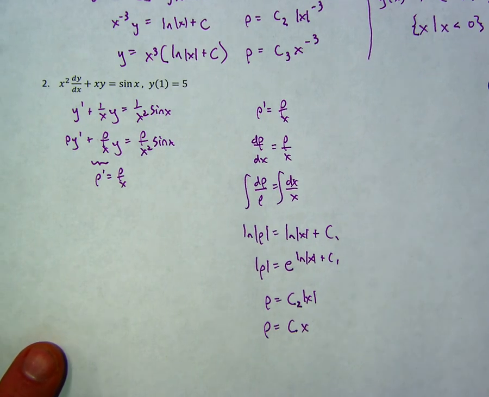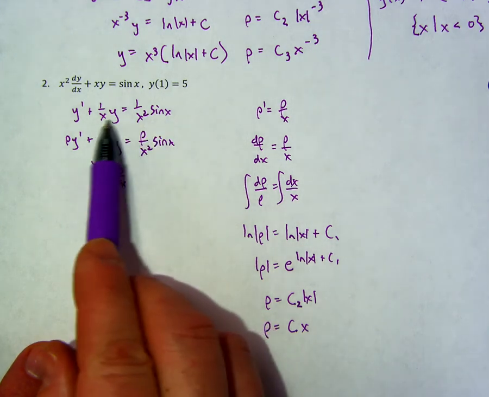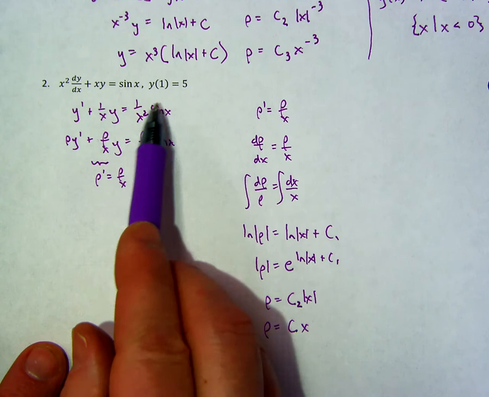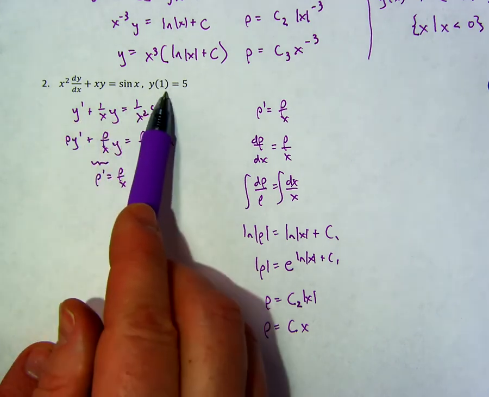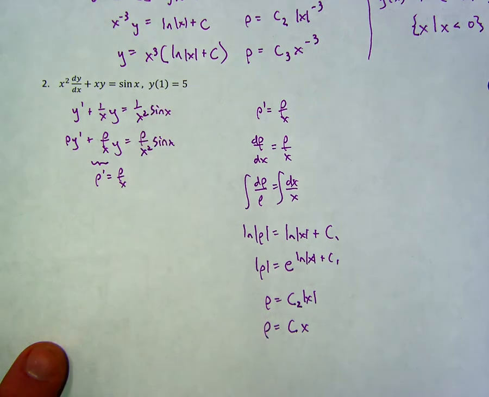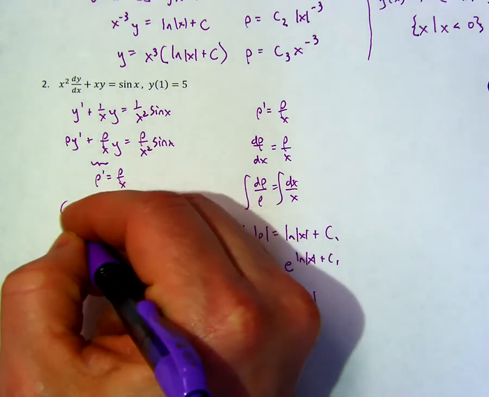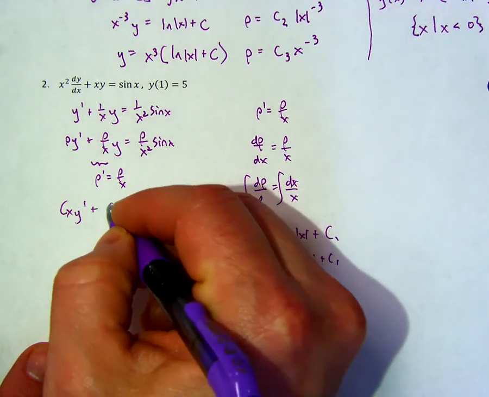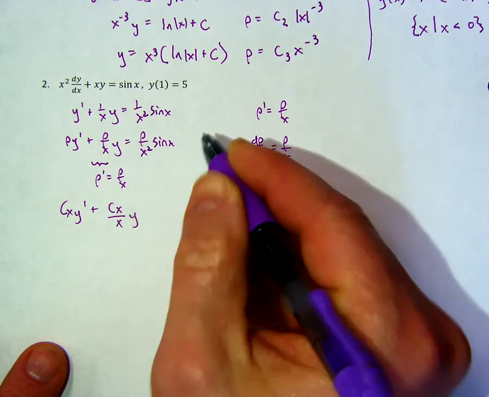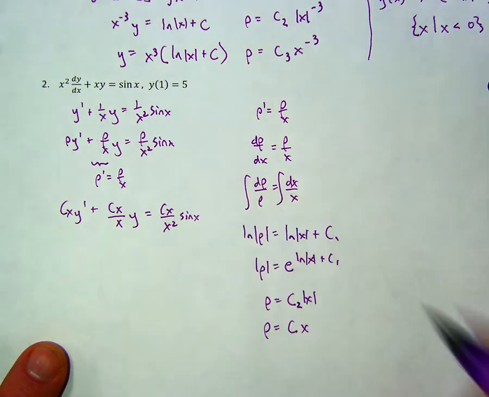Let's see here. I'm just pausing here for a little bit because this isn't a solution yet. In this case we have that discontinuity again at 0, and we can clarify it here as well because our initial condition is on the right side of 0. We know this is going to be positive anyway. Alright, so let's multiply that in here. Cxy prime plus Cx over xy equals Cx over x squared sine of x.